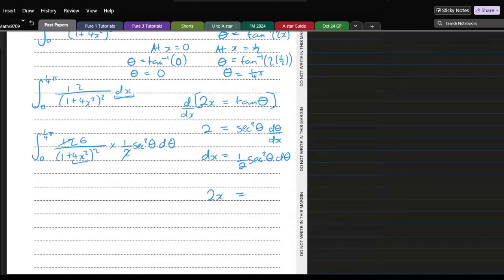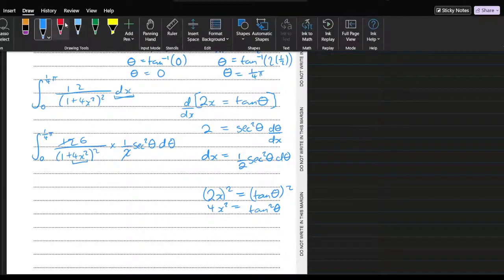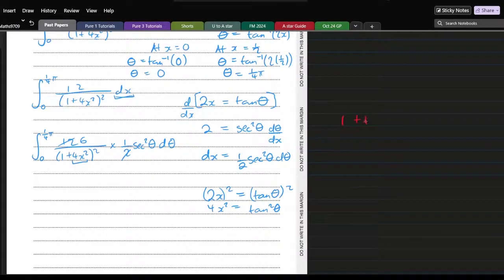So our substitution is 2x is equal to tan theta, and we want to make 4x squared the subject of the formula. We can do that by squaring both sides, and what we end up with is 2 squared, which is 4, x squared, which is x squared, and that's equal to tan squared theta. Now we could just put tan squared theta into our bracket here, but we can simplify it even further using the identity 1 plus tan squared theta is identical to sec squared theta. So this must mean tan squared theta is identical to sec squared theta minus 1.